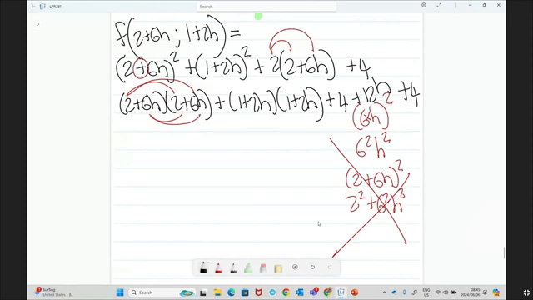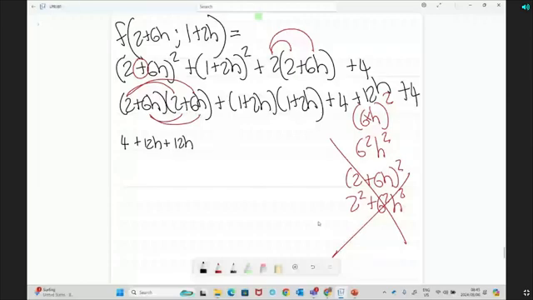Let's see who's quick. 4, yeah, I agree with 4. 6h times 2 is going to give you 12h. I'll write it out for those who are doing it step by step. 12h, and then you're going to have another 12h. And then lastly, you're going to have a 36h squared. And then you add your like terms. So I agree with your answers, 100%. Very good.